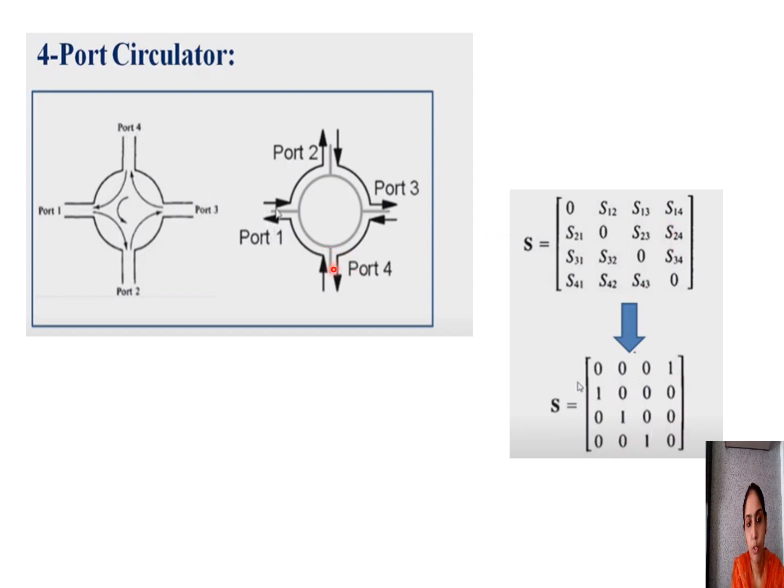Again from port 4, it is going to port 3, so the S43 element will also be present. That is why we have written 1 there. Then S32 will be present, so this particular element S32 we have written as 1. Then S21, this S21 element we have written as 1. All the other elements will be 0. So we can generalize the S matrix for a circulator by using the working principle of the circulator.